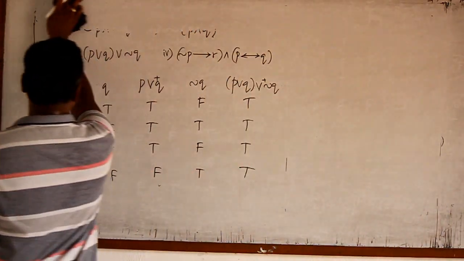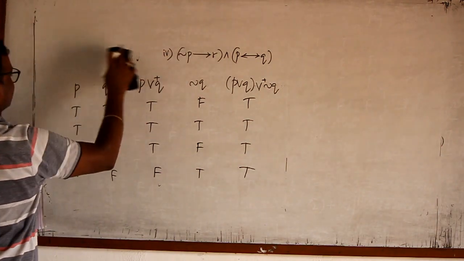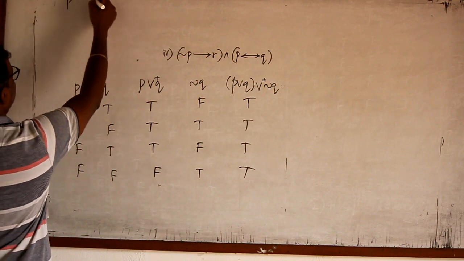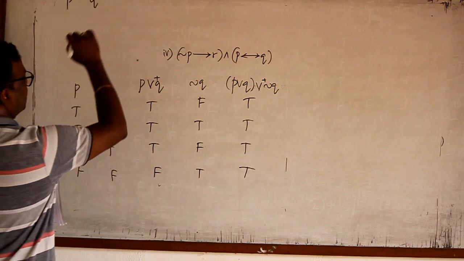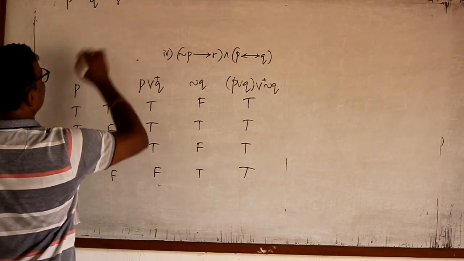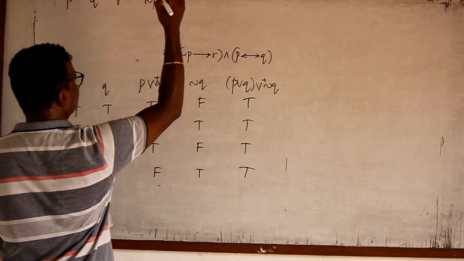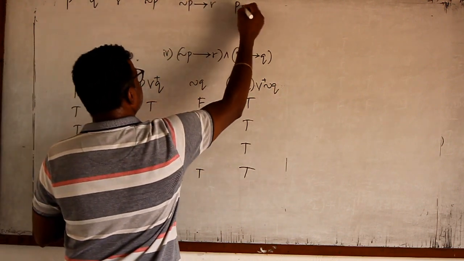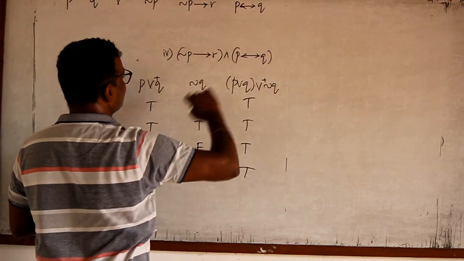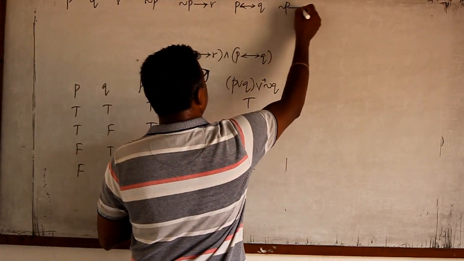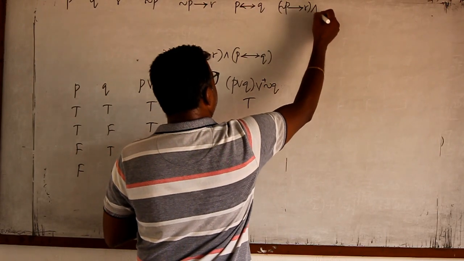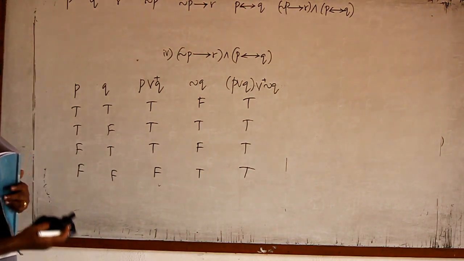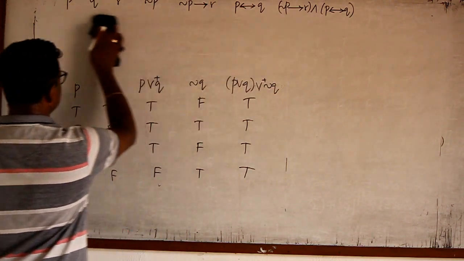Now let me go for this fourth column. What are the things I need? I need P, Q and also R. So I need P, then Q, and I will find R also. Then negation of P, negation of P then R. Negation of P, if and only if Q. Then the conclusion, negation of P then R, and P if and only if Q. All these things are right. So maybe a 5-mark question, just listen to me very carefully.